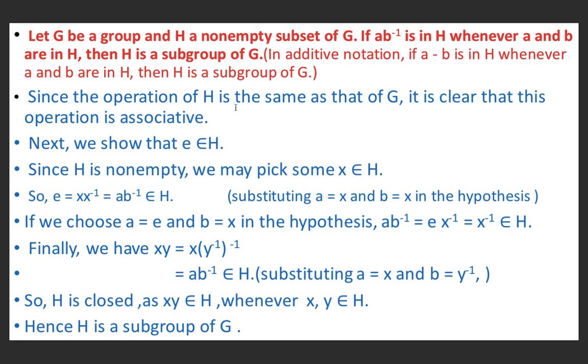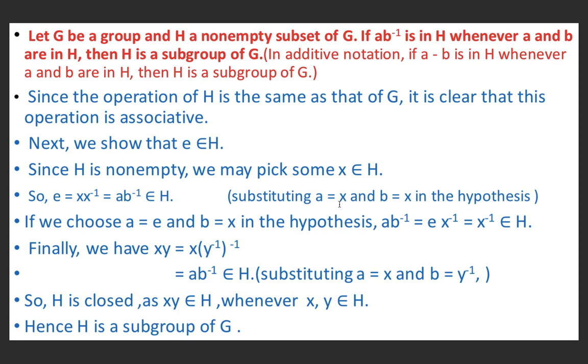Since the operation of H is the same as that of G, it is clear that this operation is associative. So next we show that e belongs to H. Since H is non-empty, we may pick any x belonging to H. It is given that H is a non-empty subset of G, so we may pick some element x belonging to H. In fact, all the elements of H are also elements of G, and G is a group, so the inverse of each of its elements exists. So e is equal to x x inverse.